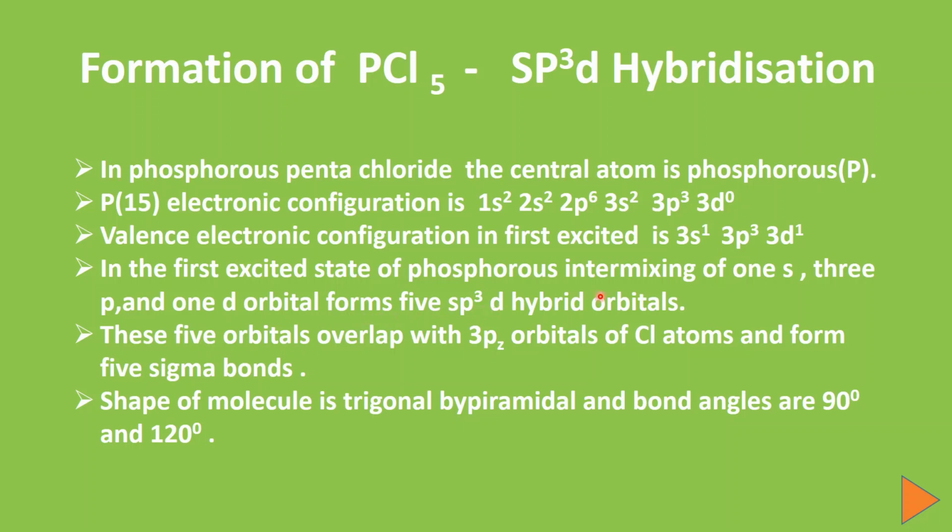Now in first excited state, phosphorus intermixes 1 s orbital, 3 p orbitals and 1 d orbital to form 5 sp3d hybrid orbitals. These 5 orbitals overlap with 3pz orbitals of chlorine atoms and form 5 sigma bonds. Shape of molecule is trigonal bipyramidal and bond angles are 90 degrees and 120 degrees.